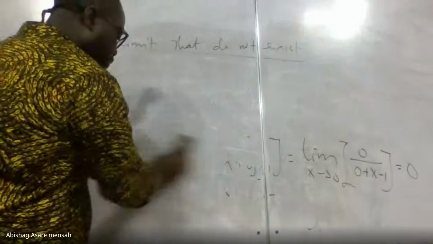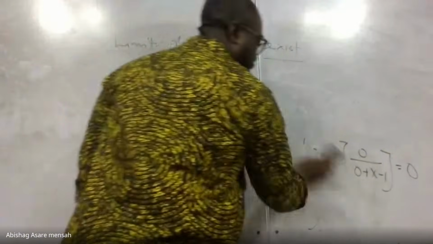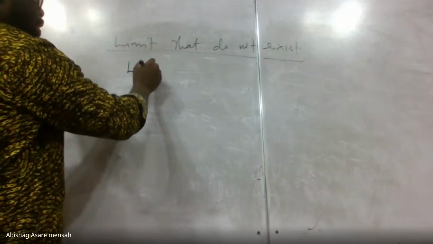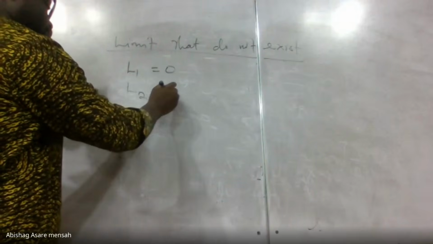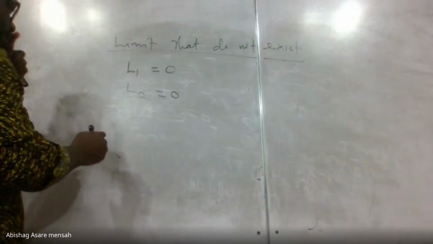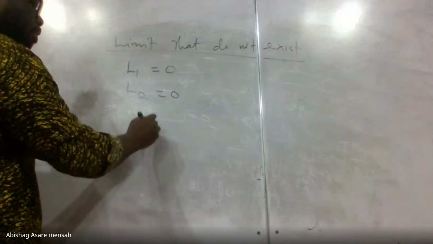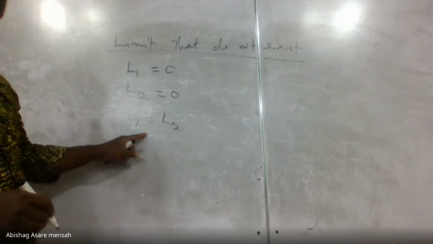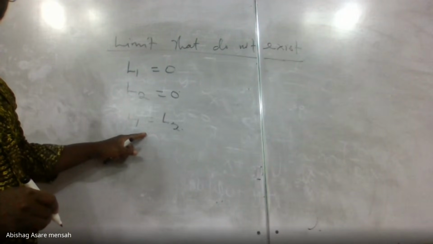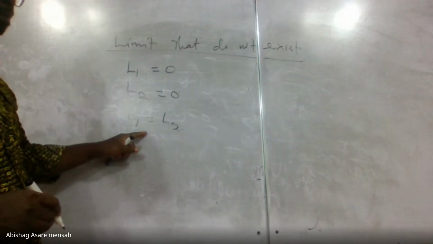So, the first one, we saw that we have 0. The second one, we have not. So you can see that L1, that's the first one, is equal to 0. And the second one too is equal to 0. So here we are saying that L1 is equal to L2. Now you need not stop. You have to also try another one.